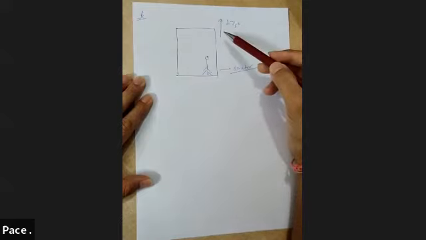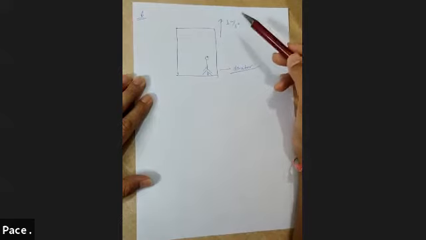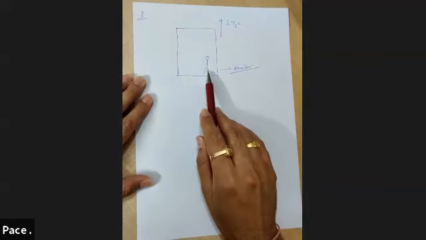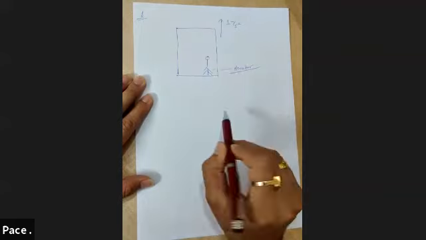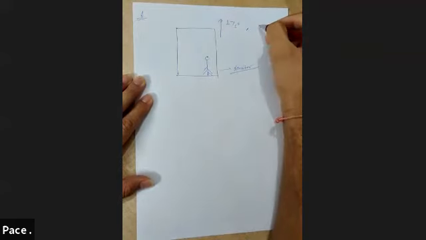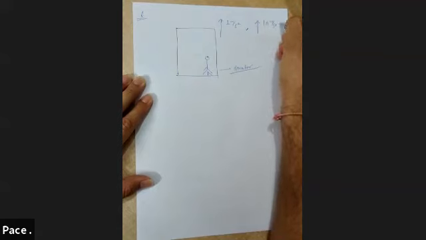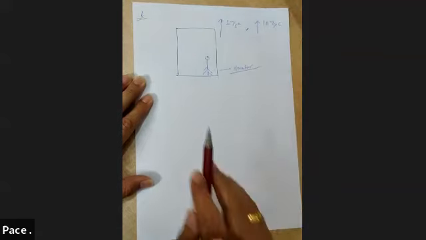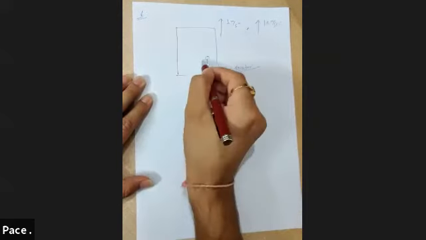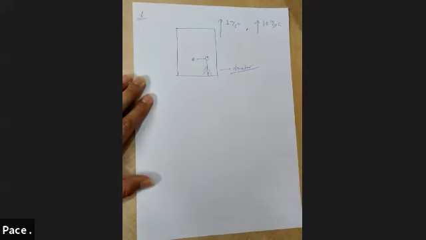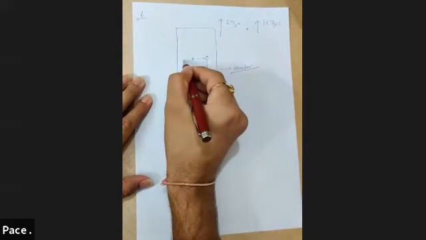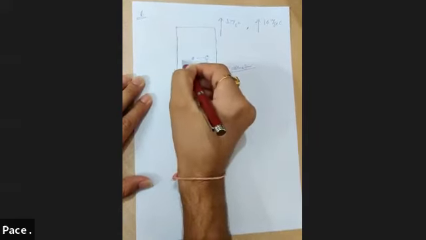This elevator is moving with constant acceleration, 1 meter per second square, and this man is standing inside the elevator. At some instant when the speed of the elevator is 10 meter per second, the man drops a coin from a height of 2 meter.